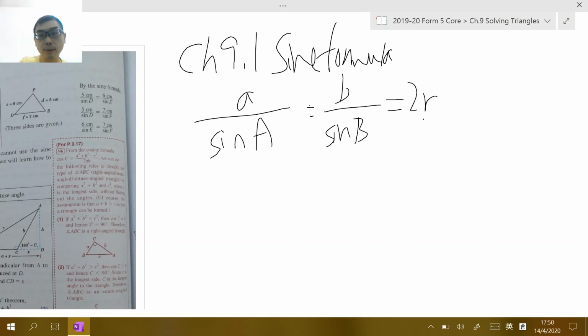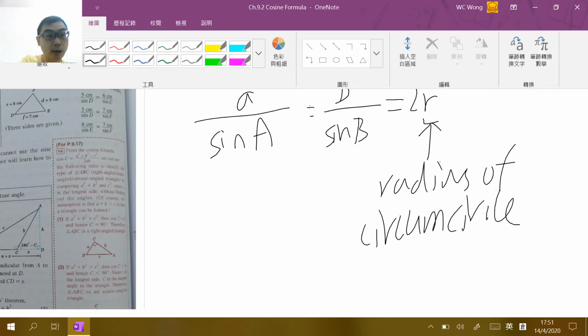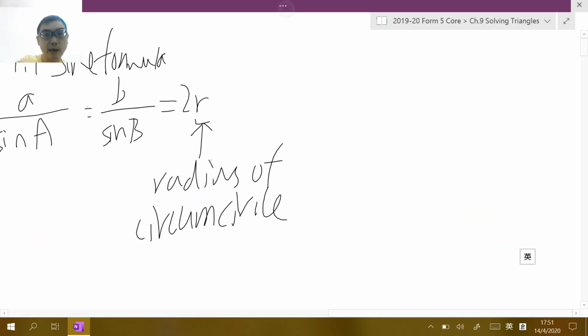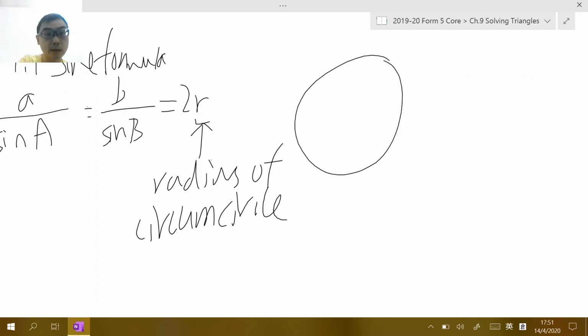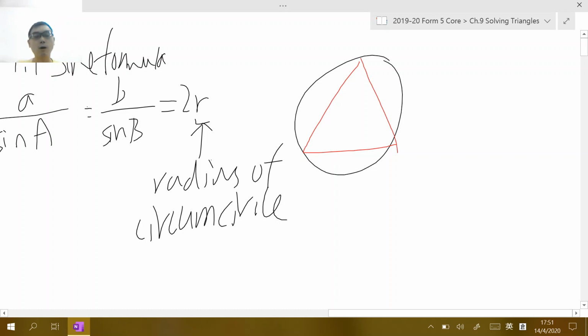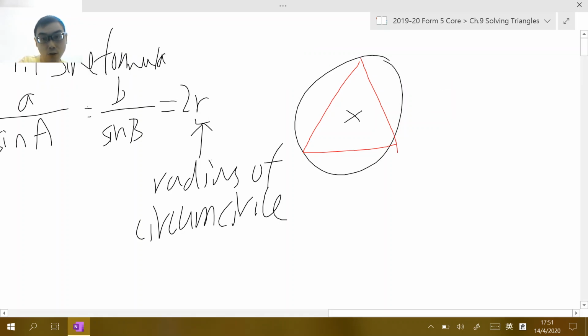You should still remember that this R is the radius of the circumcircle of the triangle. So what does it mean? The sine formula is talking about the geometry of the circle, and within this circle there is a triangle inscribed. So this circle is called the circumcircle of this triangle, and the center of the circle is the circumcenter of the triangle.